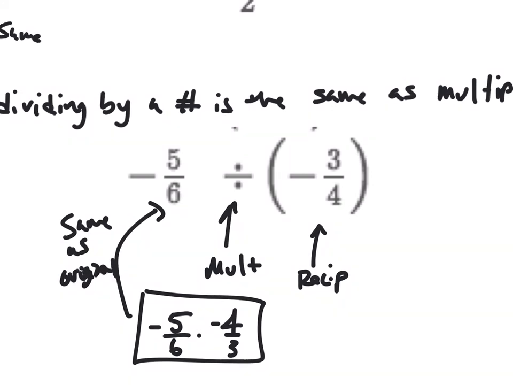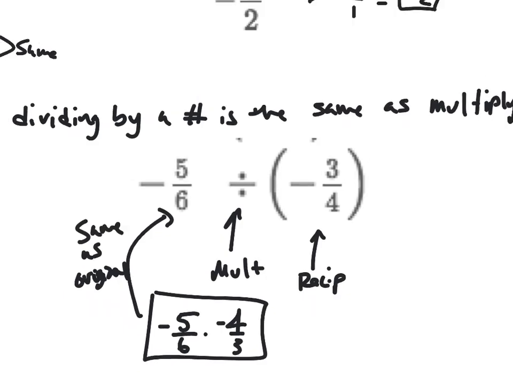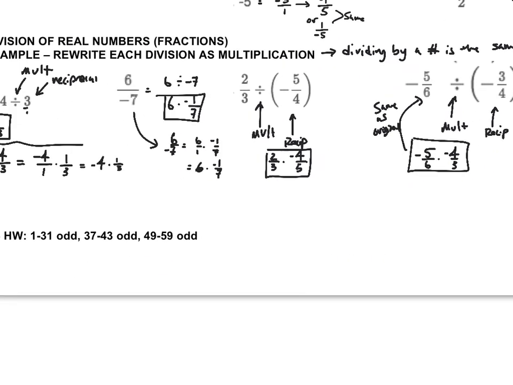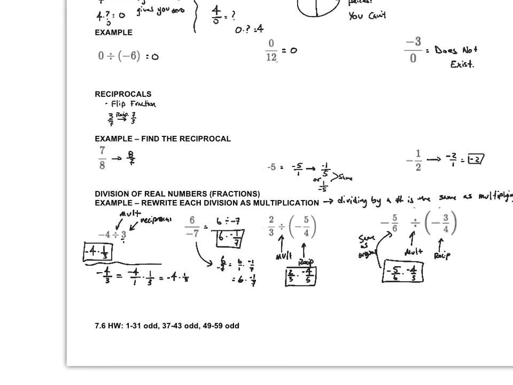So if we divide by a number, it's the same as multiplying by its reciprocal. So when we divide fractions, we just want to multiply by the reciprocal. And that's it. All right, so that's all I've got for this video.